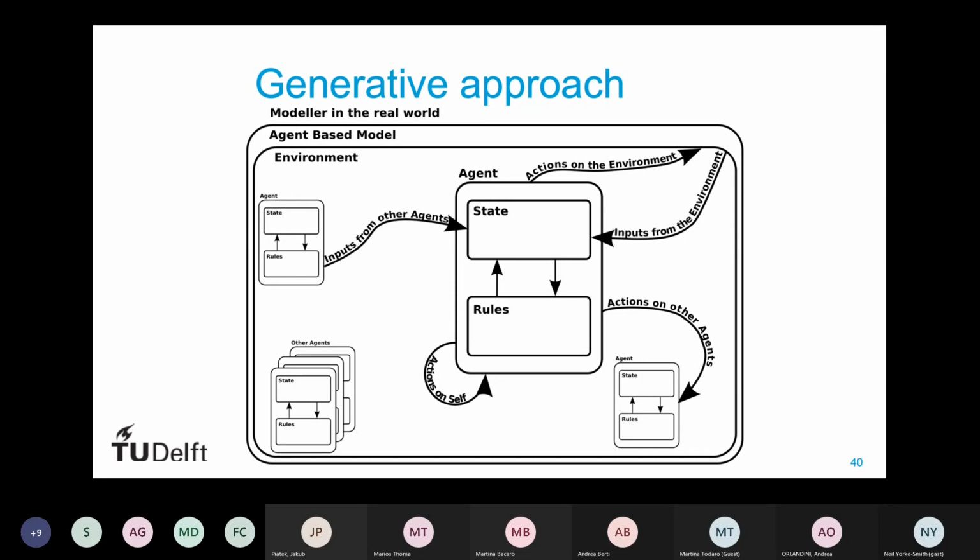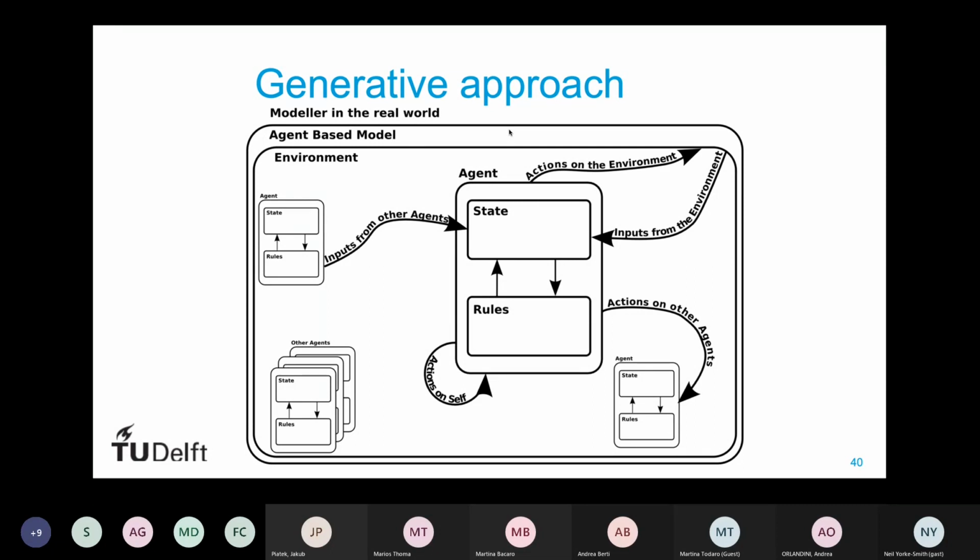Okay. And then the agent is embodied in the sense that it takes actions on itself, so how it, quote, feels, for example, changing its own state, actions to other agents, I'm going to give this to you, and actions on the environment. So the agent has inputs from the agents in the world around it, and it takes actions. Put together, that's the outer box, which is the agent-based model. So an agent-based model consists of an environment and a set of agents who interact with each other.